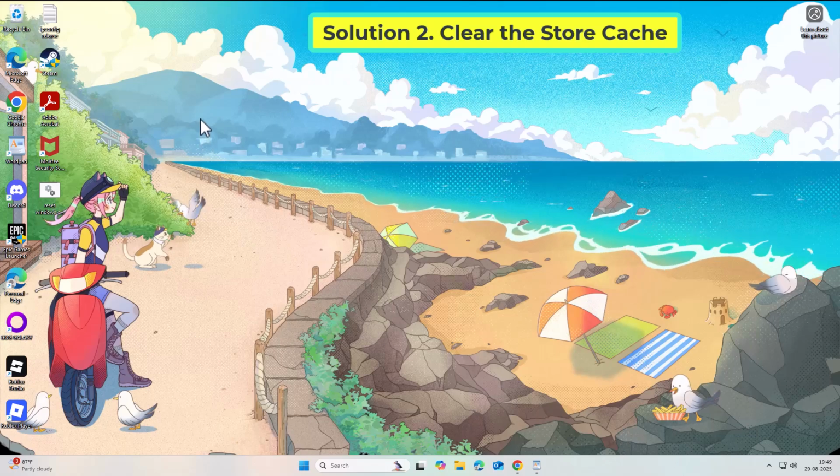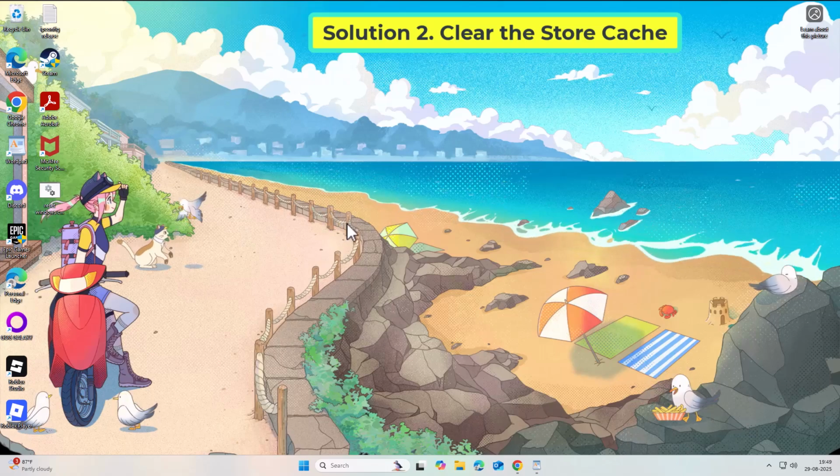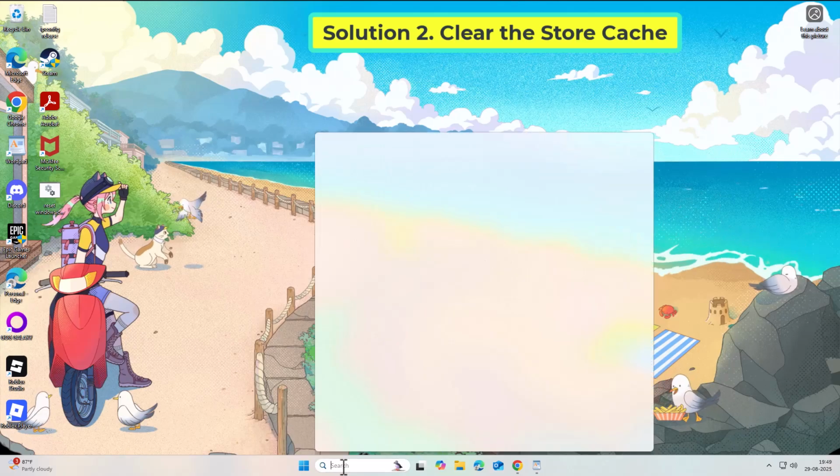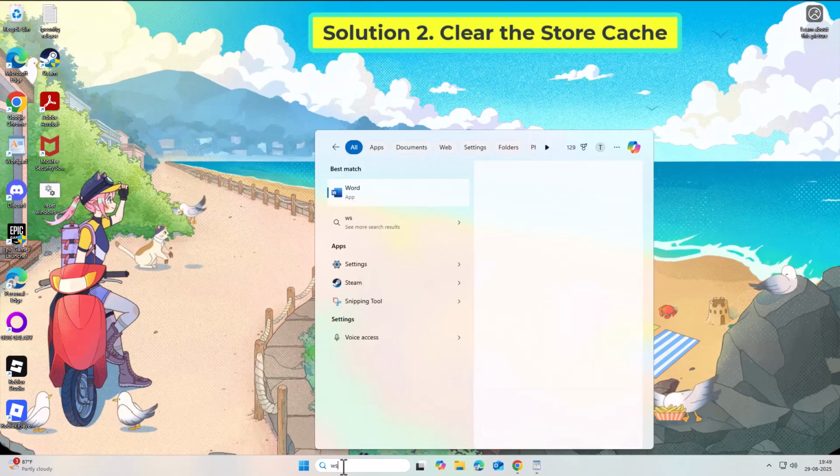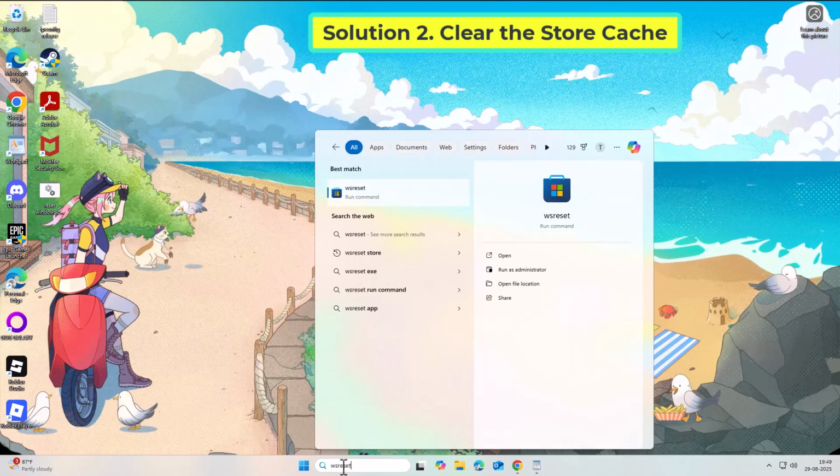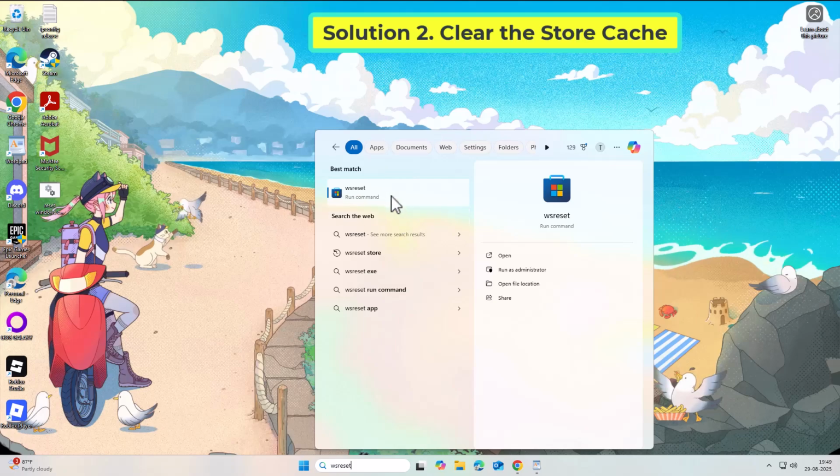Solution 2. Clear the store cache. Like most applications, Microsoft Store creates and stores cache data to enhance performance. However, if this cache becomes corrupt, you may experience various issues.